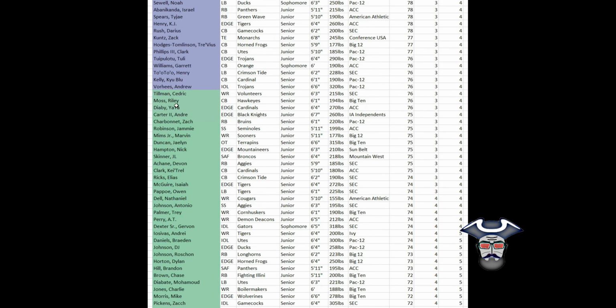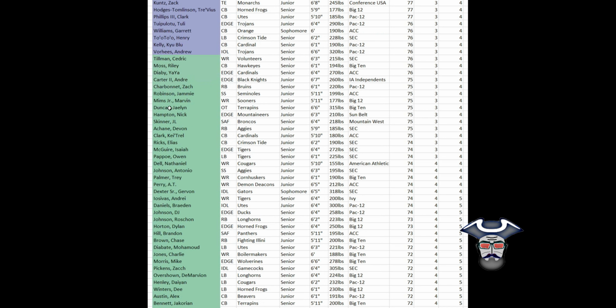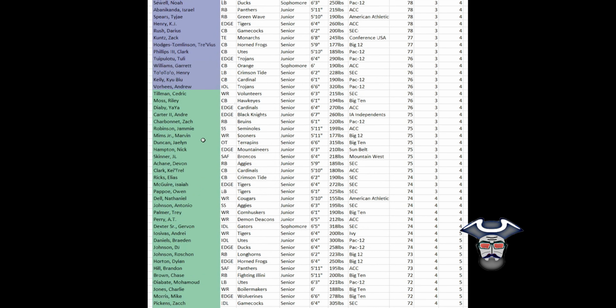That's one of those things where you probably have to take a deep look at free agents for next year. But again, you're going to see some guys in here where you wonder why is Devin Chandler in this one? JL Skinner, Eli Ricks, Isaiah McGuire, Owen Pappoe. Well, he might be there, but there's a few other guys in here that you're probably wondering why they're down this far. Usually injury.